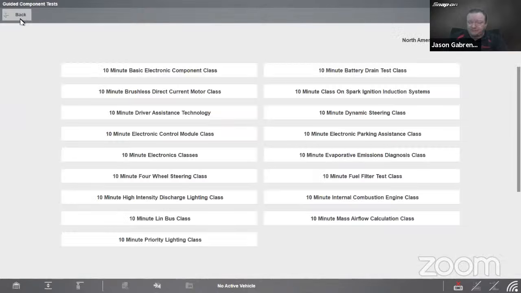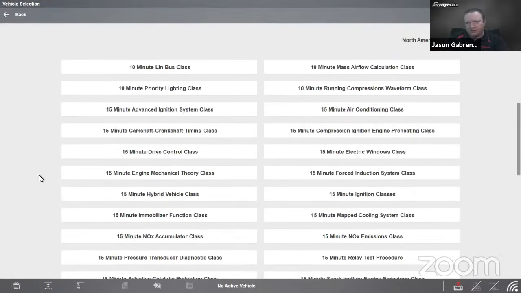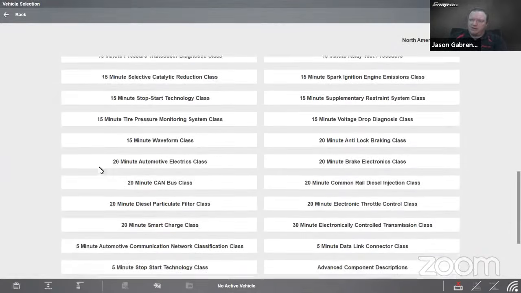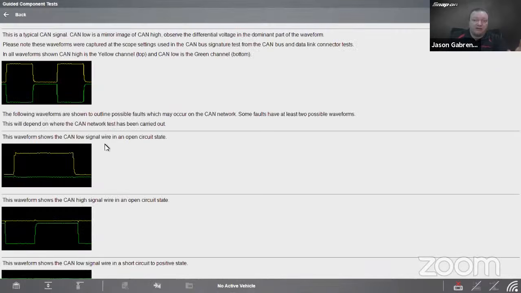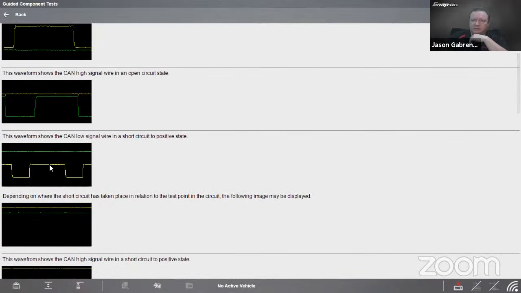So that's LIN Bus. If we go down a little further, I think the 20-minute classes, we have CAN bus. There are multiple CAN bus classes. If you wanted to go basics and fundamentals, bus arbitration, if you care about learning about that, CAN voltages, error handling, signal quality. How about waveforms? Waveforms is actually a known good and bad waveform library in here for CAN, for generalized CAN overall. So we see here we have a good one. This one's with the low signal open. This one's with the high signal open. This one's with the low side shorted positive, shorted to power.